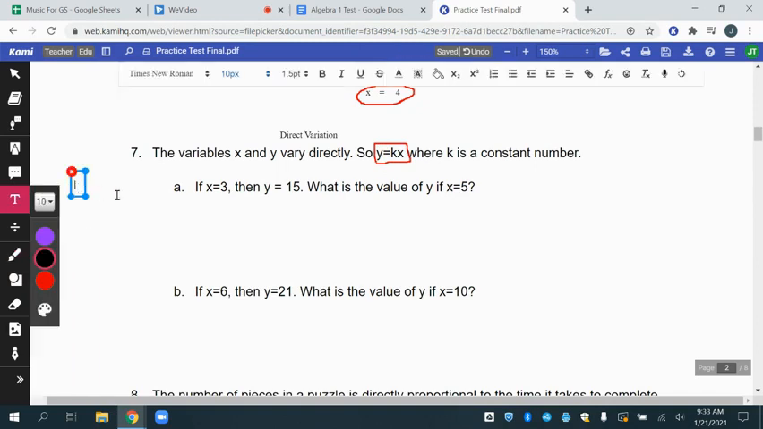Step 1, use the formula to find K. Use the formula and K to find X or Y. That's the steps for direct variation.